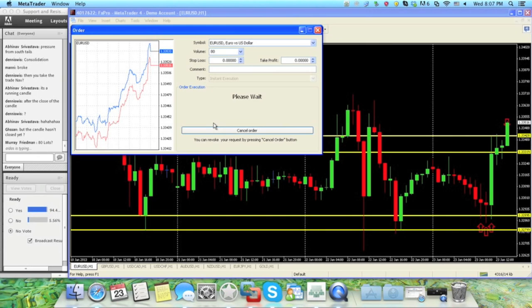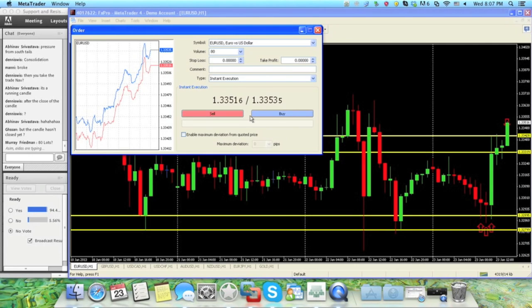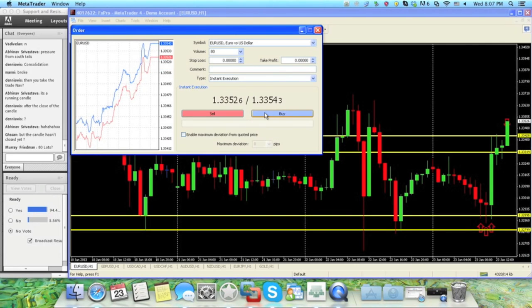Very good point, Hassan. The candle hasn't closed yet. Yes, that is very true. You should always wait for a candle to close to understand the movement.